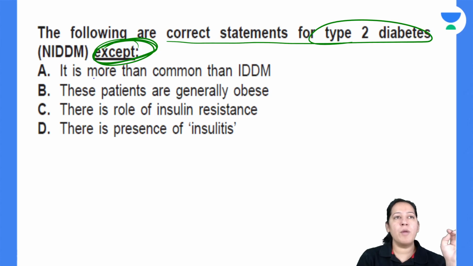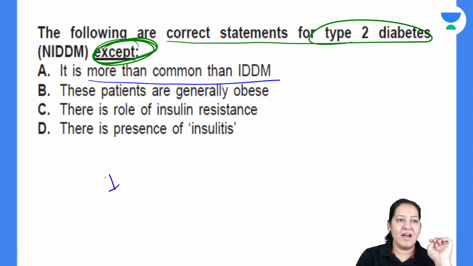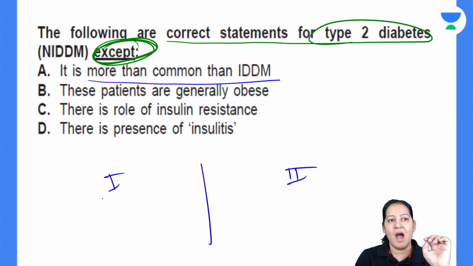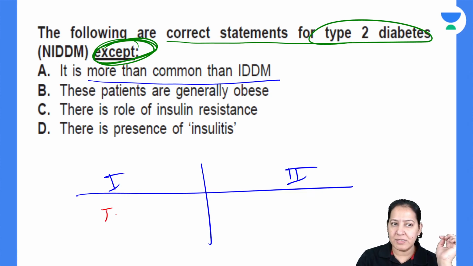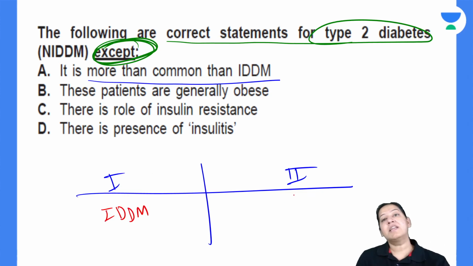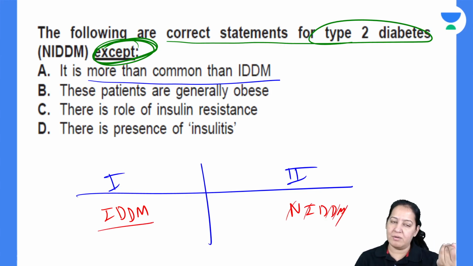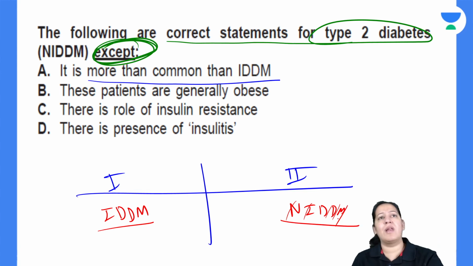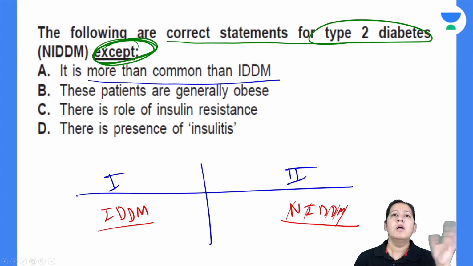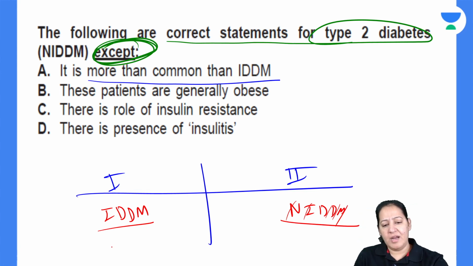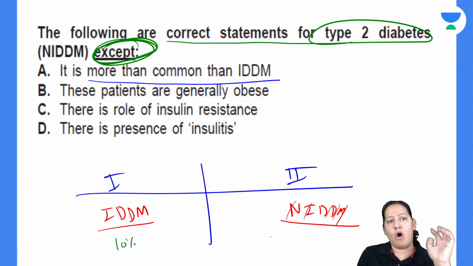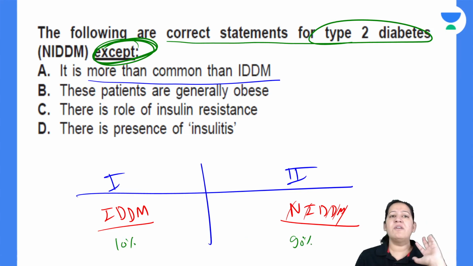Okay, it is more common than IDDM, type 1 and type 2. Type 1's other name is IDDM, Insulin Dependent Diabetes Mellitus. Type 2's other name is NIDDM, non-insulin dependent diabetes mellitus. In type 1 the only treatment is insulin. In type 2, first we will try with oral hypoglycemic drugs, then come to insulin. Type 1 occurs in only 10% of total diabetes, and type 2 is 90%.